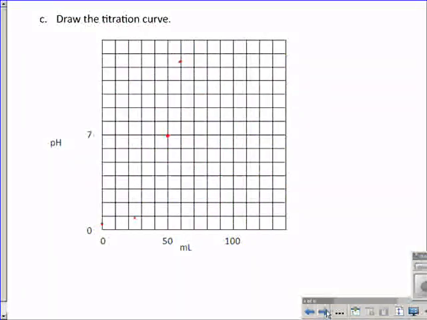Now, the last thing to do is to draw a titration curve for this. Now, you'll notice I've already plotted out those points that I just discovered. And all I really need to do is fill it in.